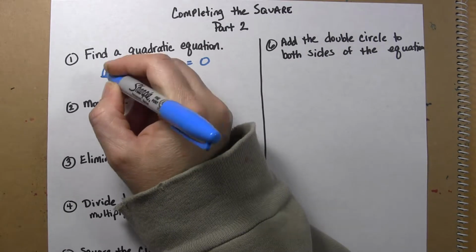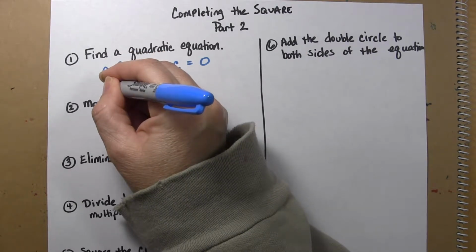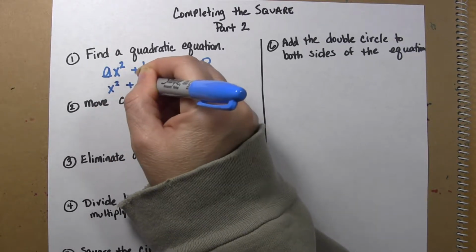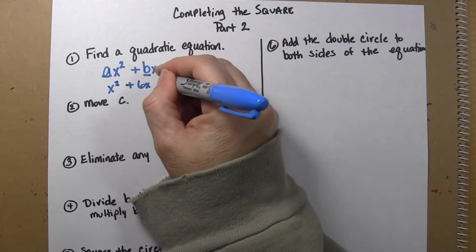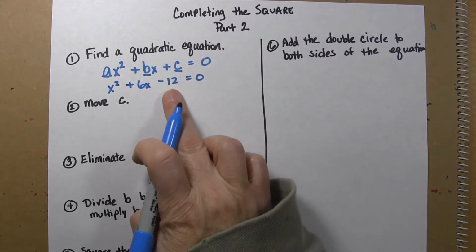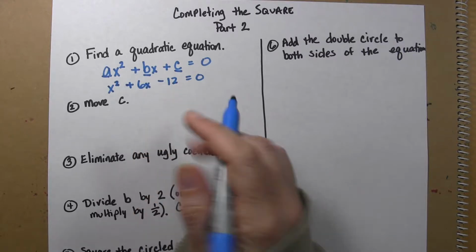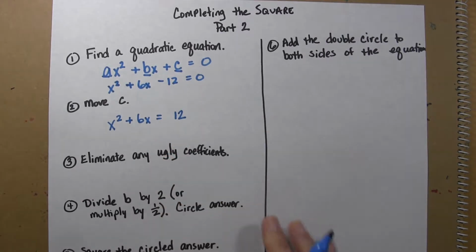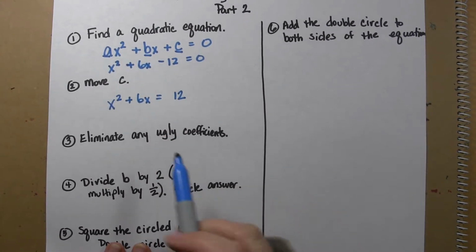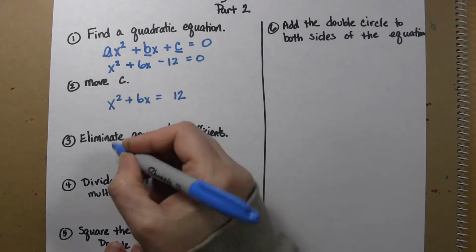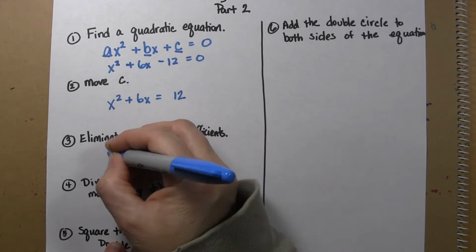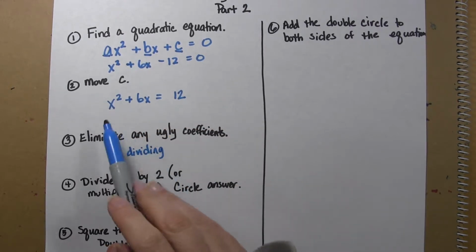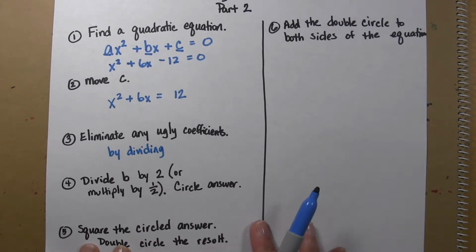So the example that we were doing before was x squared plus 6x minus 12 equals 0. Our first step would be to move c. So it would be x squared plus 6x equals positive 12, right? Then we would eliminate any ugly coefficients by dividing. In this case, we don't have an ugly coefficient, so we can just leave that.